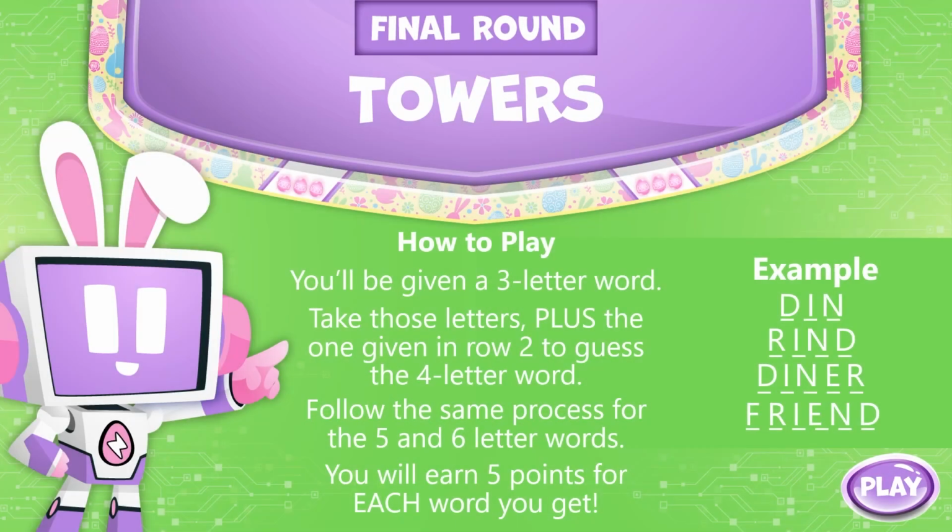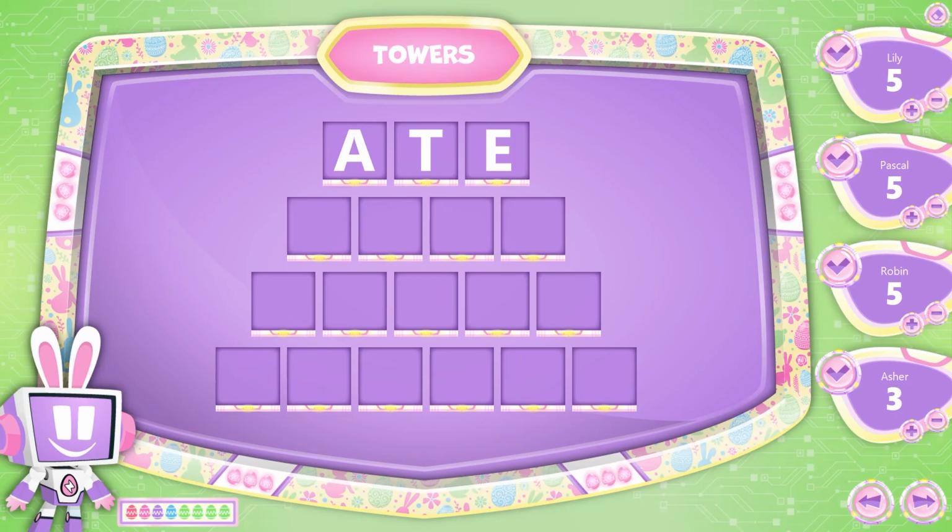For the final round, each player will have 1 chance to complete the tower. The player will be given a 3-letter word. They will take those letters plus the one given in row 2 to guess the 4-letter word. So in this example, the first word is EAT, and there is an S as the 3rd letter in the 4-letter word. So by rearranging the letters from the first word, the answer is east.